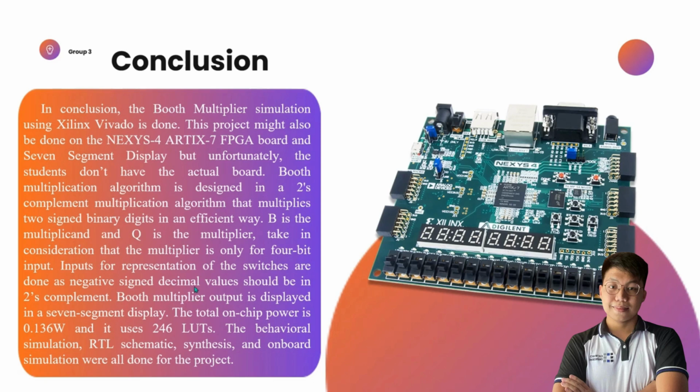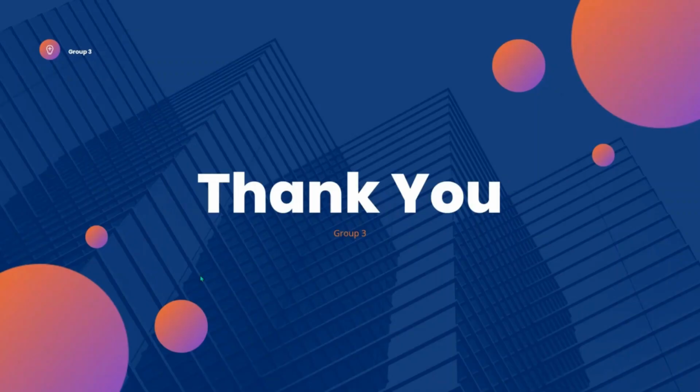Booth multiplier output is displayed in the 7-segment display. The total on-chip power is 0.136 watts and it uses 246 LUTs. The behavioral simulation, RTL schematic, synthesis, and onboard simulation were also done for the project. That would be all and thank you.